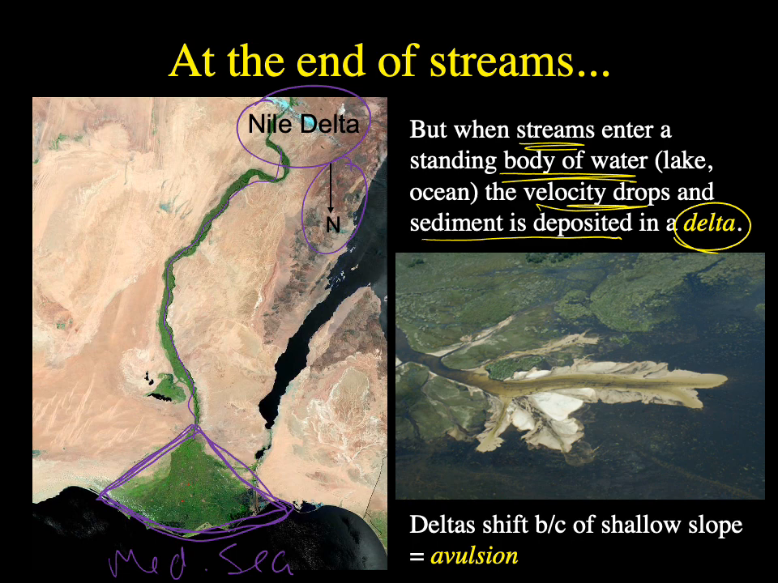Here's another example of a delta over here. This is a very pretty, very different looking delta, right? Here's the water coming out. Here's the standing body of water. And it's not quite the same shape. This is what's called a bird foot delta, but it is the same principle, that the sediment gets dropped off because the river is meeting a standing body of water.